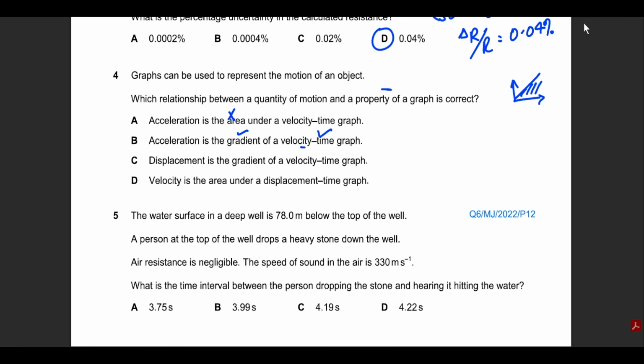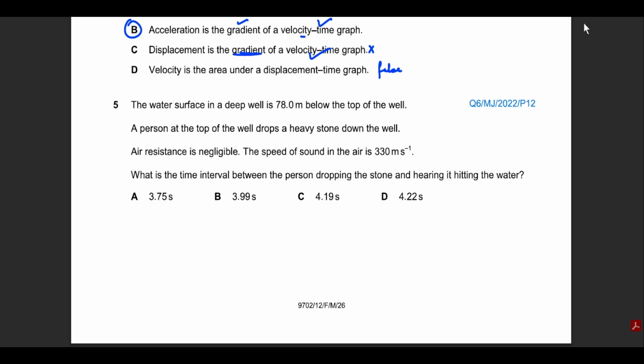Yes, that's correct. Displacement is the gradient of the velocity. No, that is incorrect. It's actually the area, if it was a velocity diagram, then that would be the area. But option D, velocity is the area under the displacement. This is a false statement. There is no such thing as the area under the displacement-time graph. So the best answer for this situation should be option B.